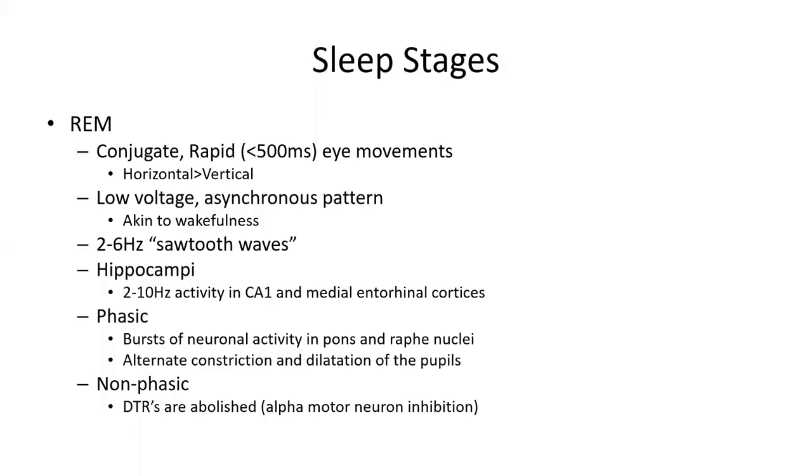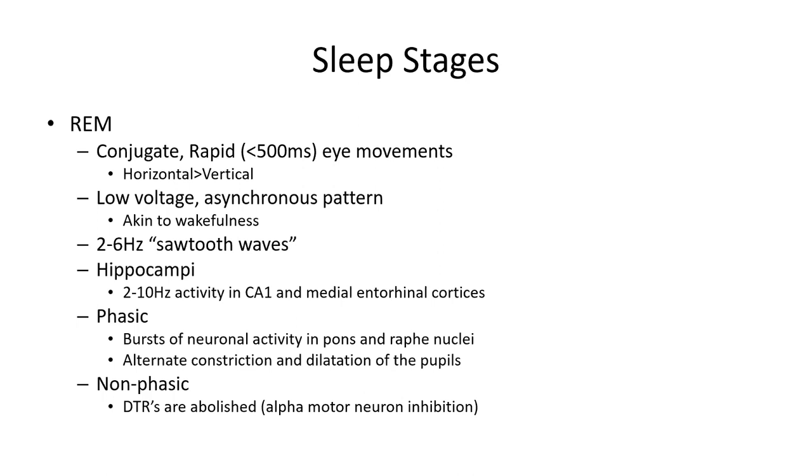Okay, so REM is comprised of conjugate and rapid eye movements, so that's less than 500 milliseconds, in contradistinction to the slow rolling eye movements we talked about in N1. And these are more horizontal and vertical. And we get this low voltage asynchronous pattern on our EEG. And REM is really the neurophysiologic equivalent of wakefulness. We get these sawtooth waves, and they're in the 2 to 6 hertz range.